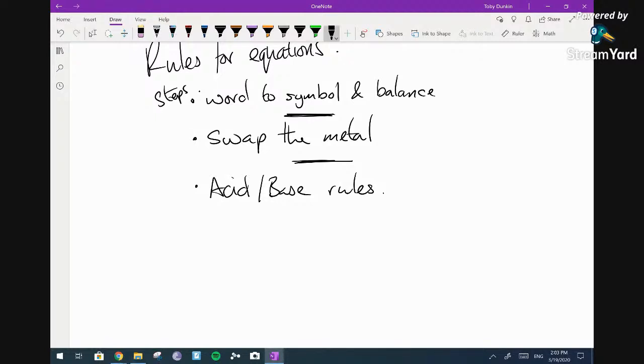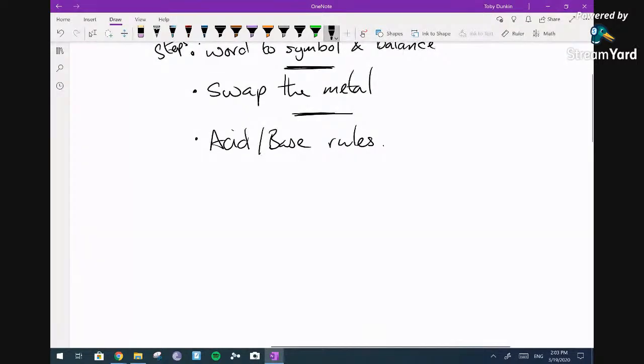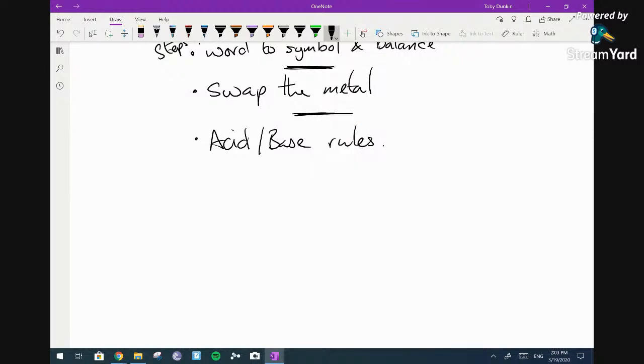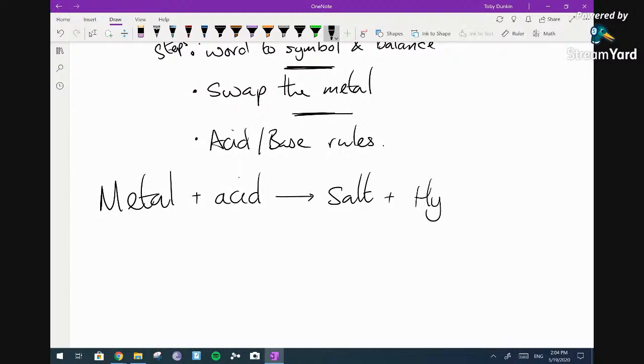So, acid-base rules. Here are the three that you need. Number one, and I'm going to put them in three different colors to help give a translation for this. Metal plus acid goes to salt and hydrogen.